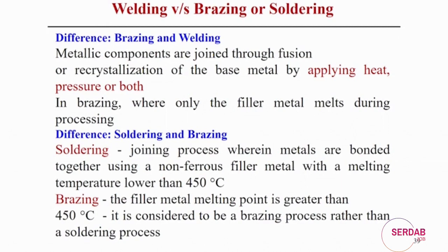The basic difference between brazing and welding is that in welding, the metallic components are necessarily melted, and then they fuse together after solidification. In brazing or soldering, we also apply heat and melt the filler material, but it is not necessary to melt the base material. So, in that sense it is different from the welding process.